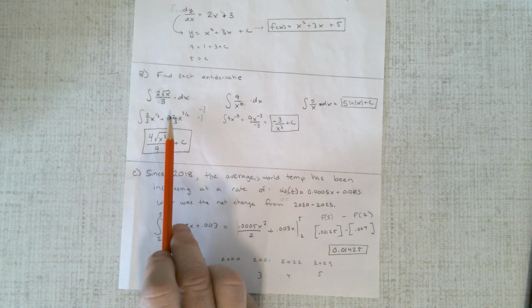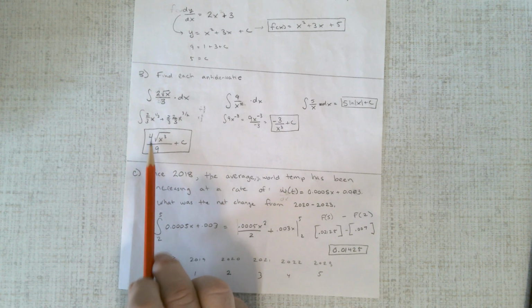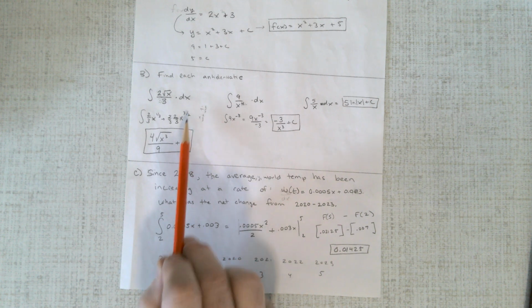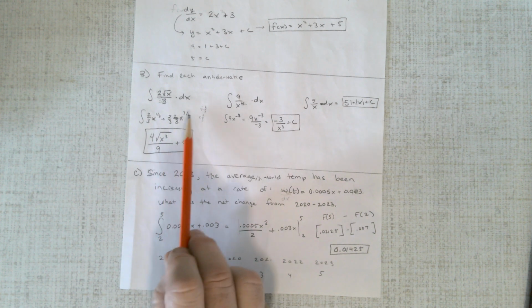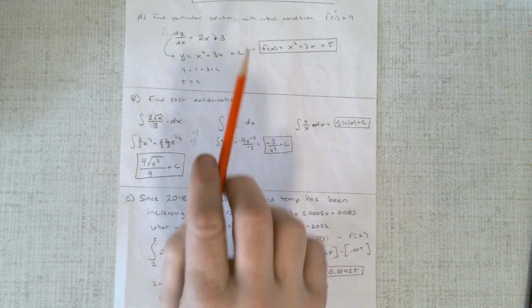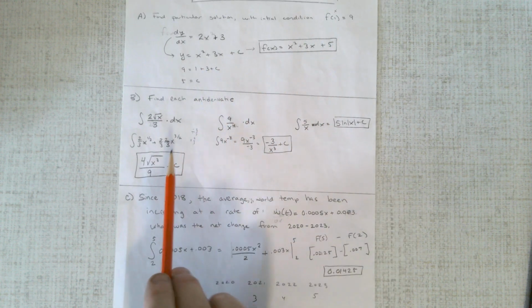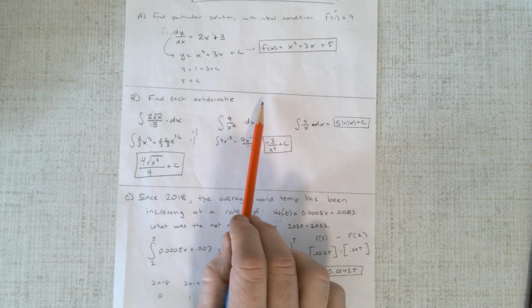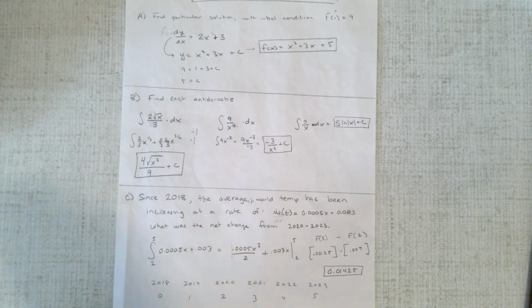So we have 2/3, which is 4/9, and x to the 3/2. I went ahead and wrote x to the 3/2 like this. You could have left it like that up there. Don't forget to put a plus c on there because we don't know if there was a constant. Up here we were able to determine the constant. Here we don't have an initial condition, so we can't go any further.